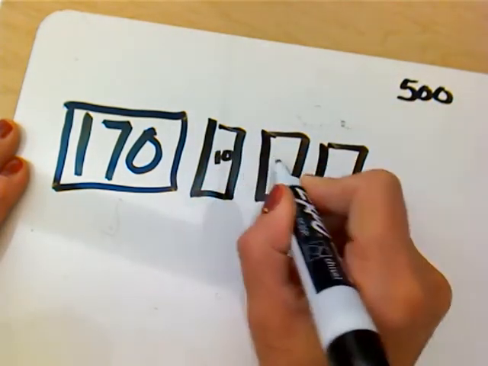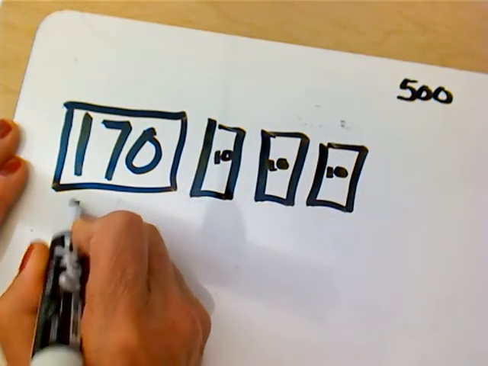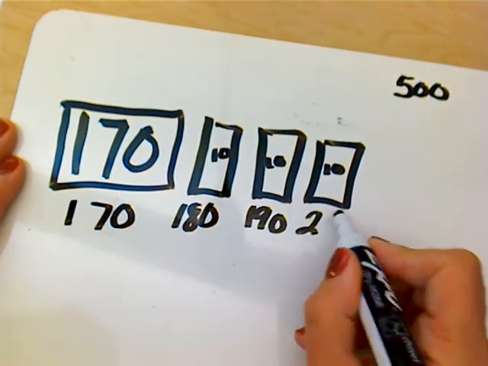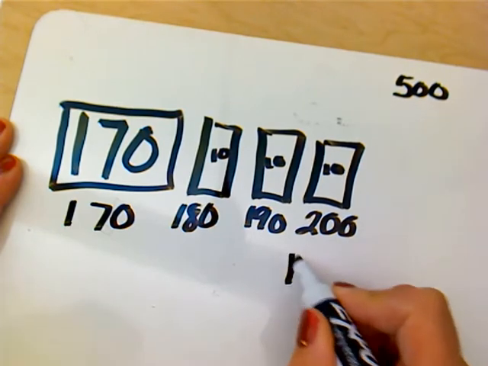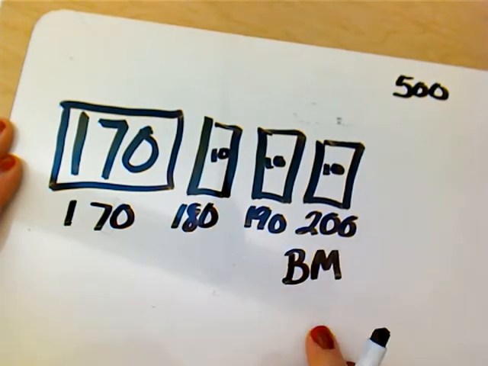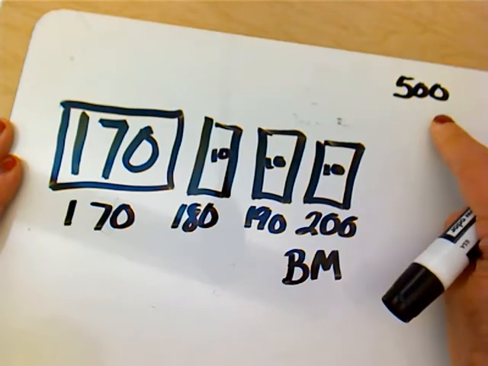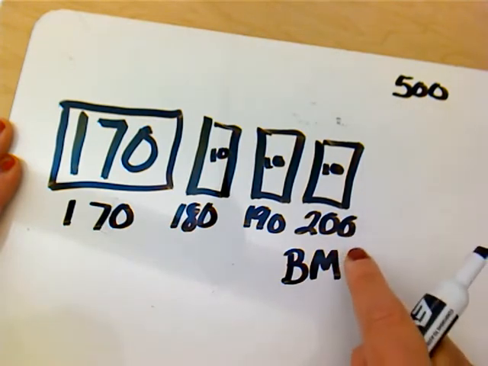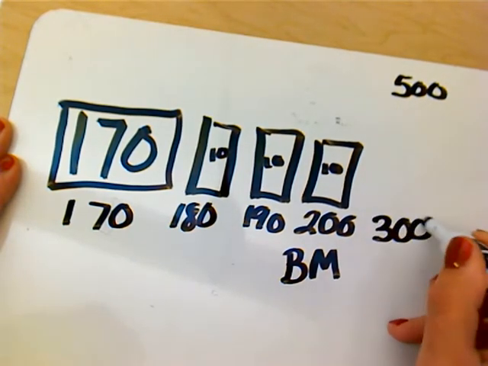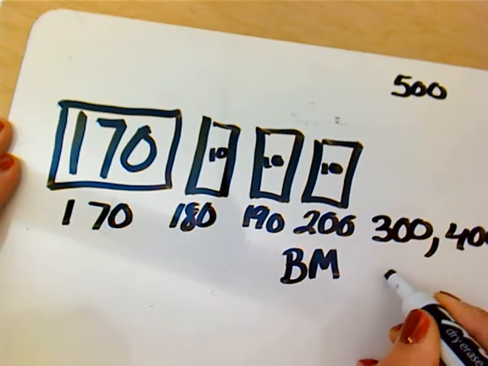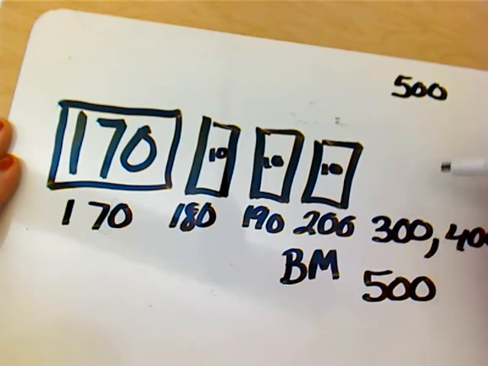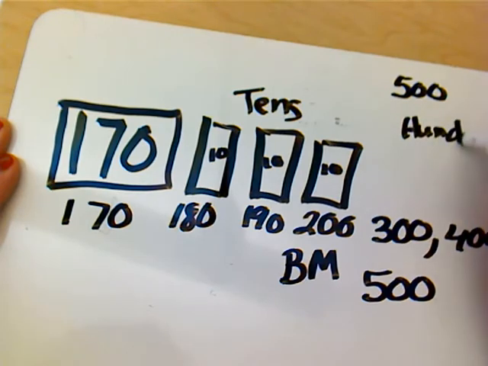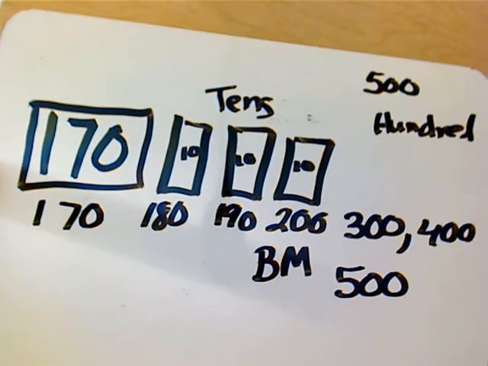Remember this from yesterday? 10, 10, 10. So that would be 170. Up 10 more, 180, 190, and look at that. That puts me at my benchmark, which is 200. I'm going to use a BM for benchmark, which means if I want to get up to 500, skip counting by tens probably won't get me there very fast. So I'm going to go from 200 to 300 to 400 and finally up to 500. So I started with tens first and then I moved to hundreds because I wanted to get there fast.